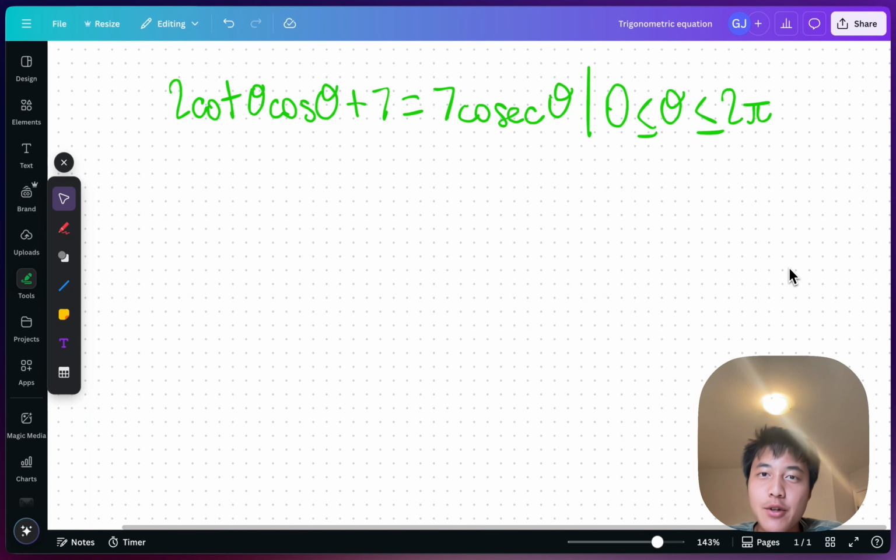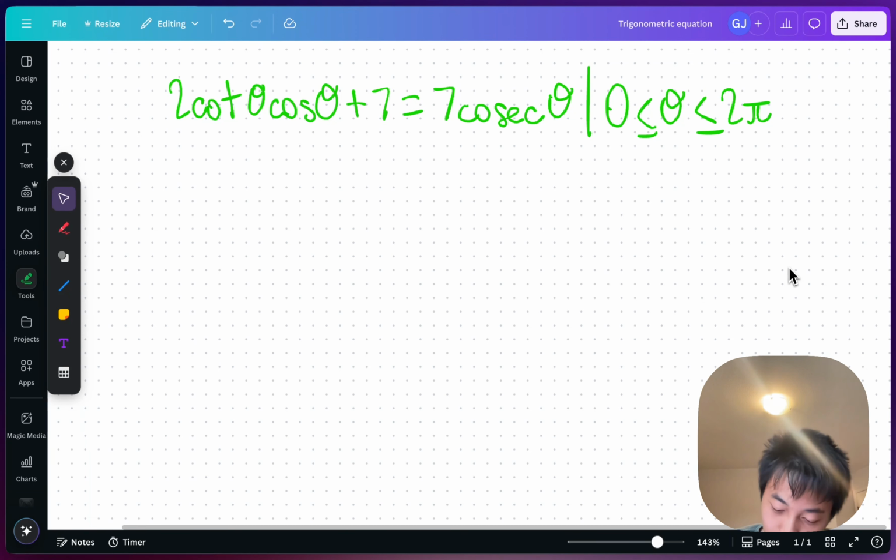Hello everyone. Today we're going to be doing a math question, and here we have a trigonometric equation. We're trying to solve for theta for 2 cotangent cosine plus 7 equals 7 cosec, and theta is between 0 and 2 pi.